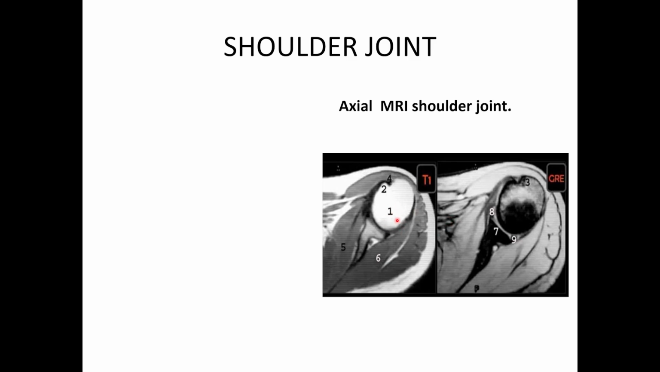1 we have the head of the humerus, 2 we have the lesser tubercle of the humerus, 3 we have the greater tubercle of the humerus, 4 we have the intertubercular groove contains bicipital tendon. 5 we have the subscapularis muscle. 6 we have the infraspinatus muscle. 7 we have the glenoidal cavity of the scapula. 8 we have the anterior labrum glenoidal, and 9 we have the posterior labrum glenoidal.